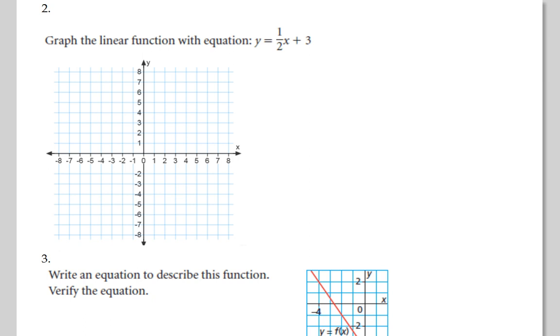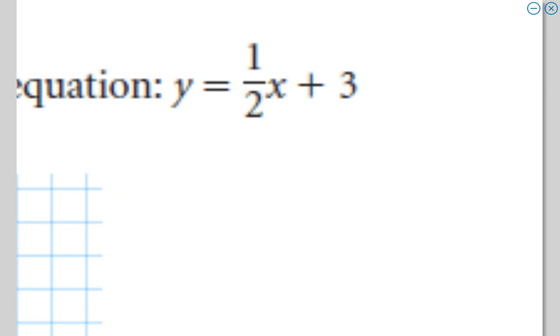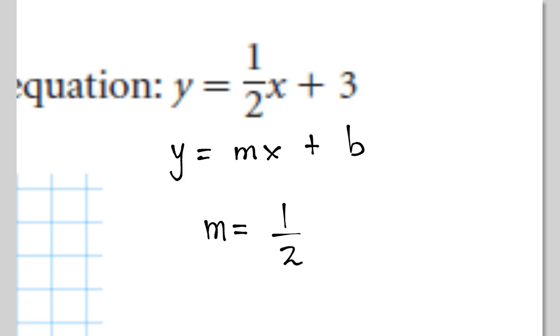So we have an equation in the y equals mx plus b form. To make life easy, I would just jot y equals mx plus b right underneath it. So clearly, you can see right away that the slope is 1/2. It's the coefficient on top of the x. And clearly, the b value is +3.